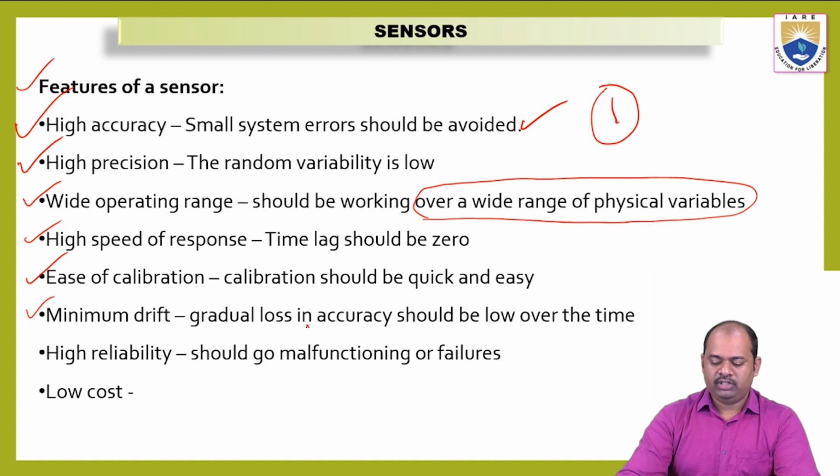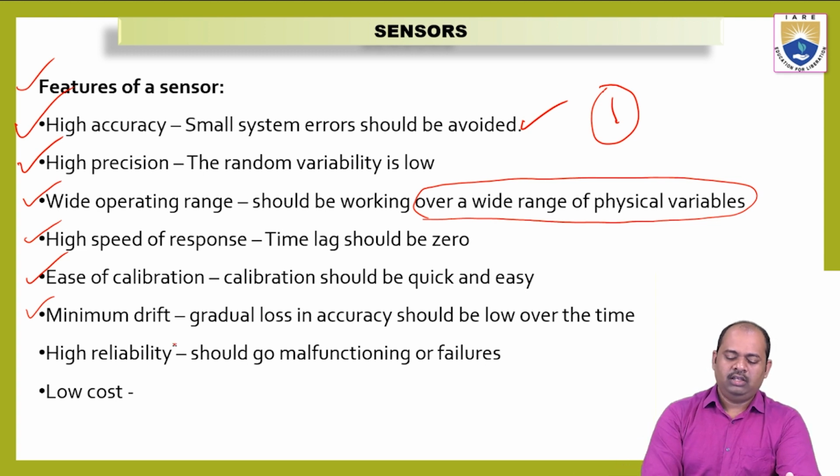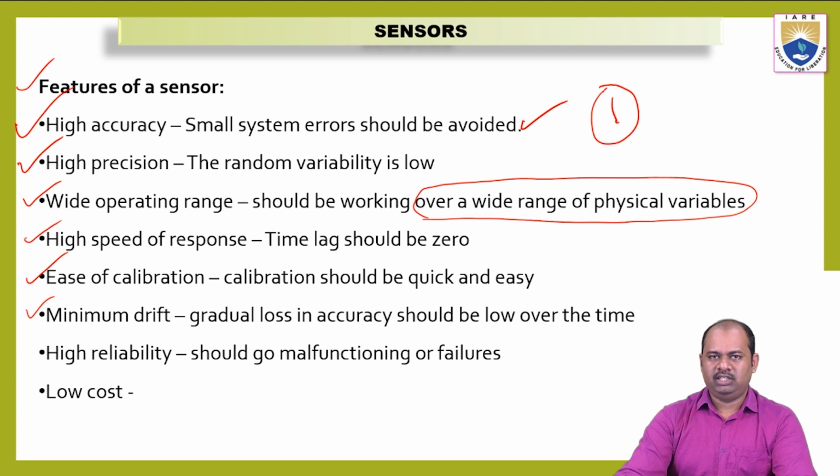And then minimum drift. The gradual loss in accuracy should be low over time. When we are using a sensor for a longer period of time, like I will fix a sensor in a refrigerator and use the refrigerator for like 10 years, after 10 years the sensor should be perfectly working to measure the temperature, so that it does not cause any malfunction in the refrigeration system, because a refrigerator does not work properly if the temperature measuring unit or the thermistor does not work properly. So that is why the sensors should be designed in such a way that they last for longer periods.